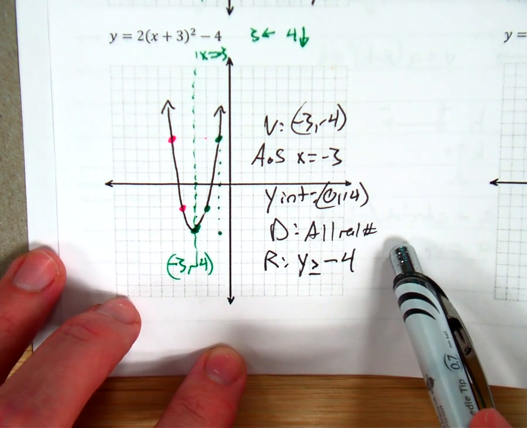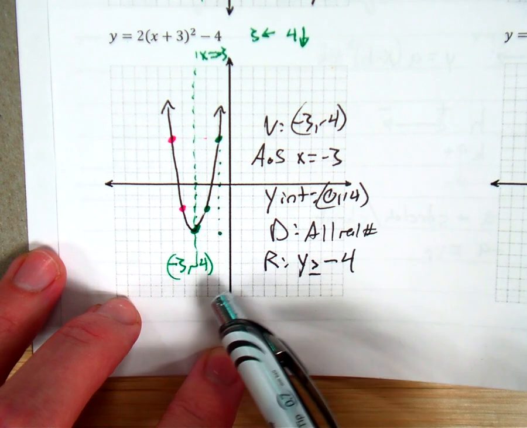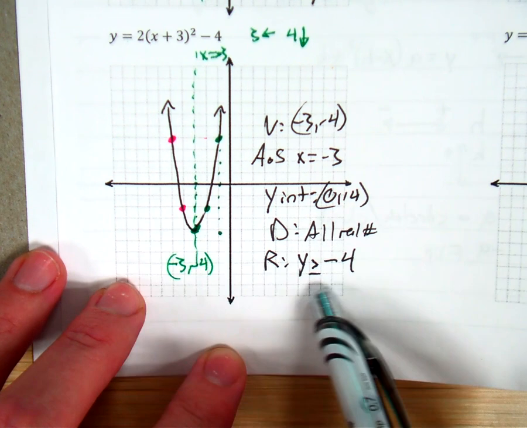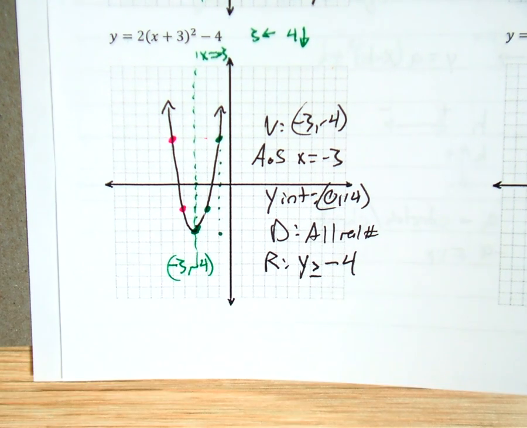Domain is always all real numbers. And our range should match our y coordinate, -4. And we're going up, so y is greater than or equal to -4.